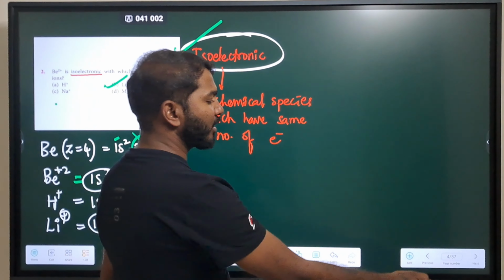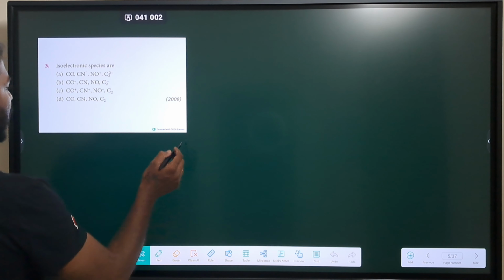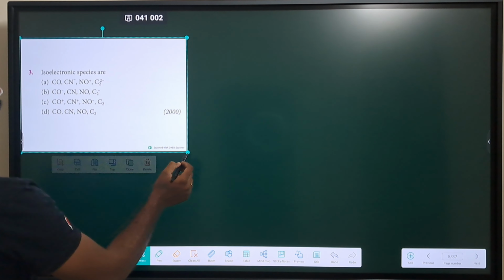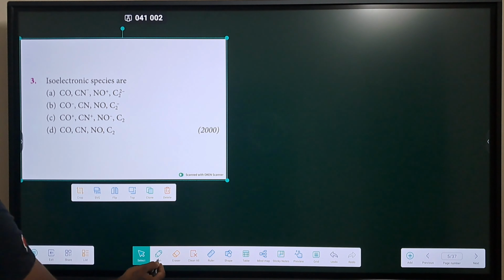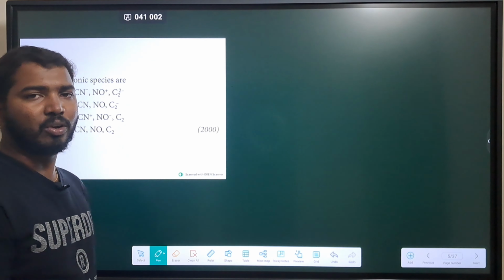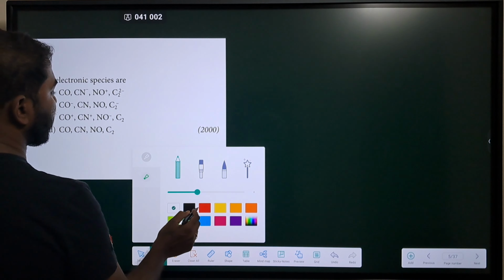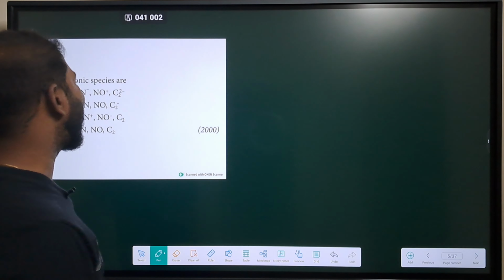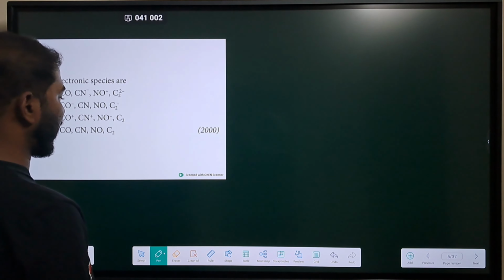I have selected a few questions related to isoelectronic. Again we have to find out the isoelectronic species. They are very important. The term isoelectronic is very important. They have been continuously asked in different exams. So please don't forget the term isoelectronic. Now what we need to do here? Which of the following are isoelectronic species? They have given 4 species here. We need to go with the isoelectronic species.